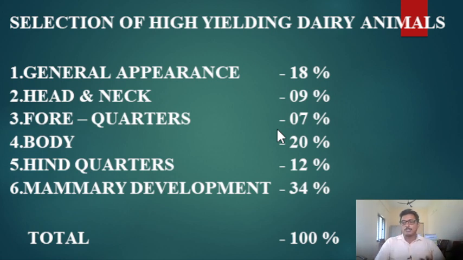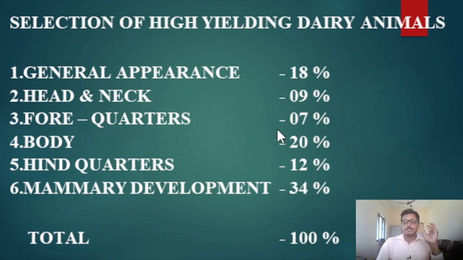At last, the very important thing, that character is nothing but the mammary development, which is essential for milk production. That mammary development has 34% of marks. It is a very crucial character in the selection process of a high yielding animal. So we have to take care about these types of characters. According to these characters, we have to select that animal individually. So all these characters have 100% of marks.